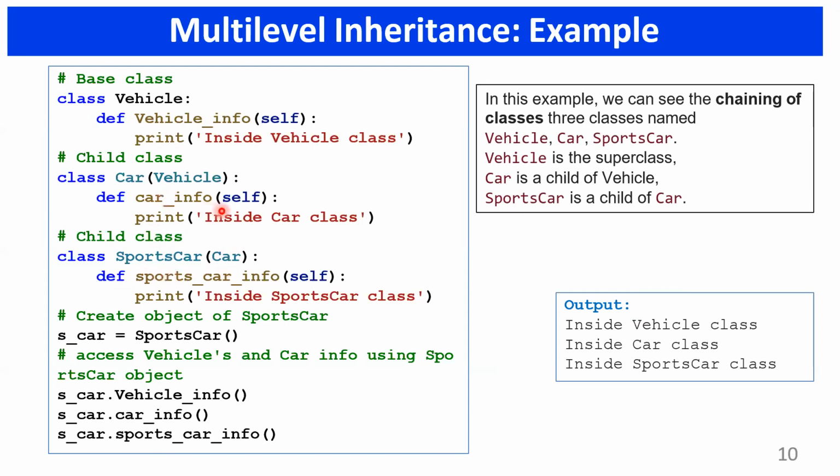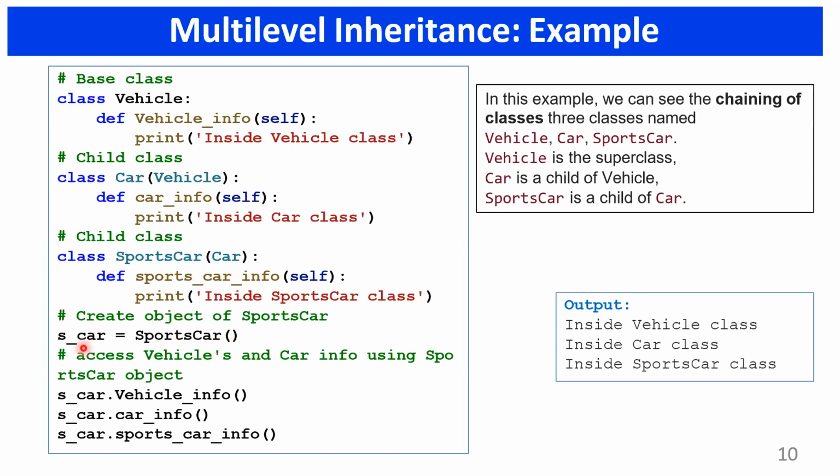So in car we have the method car_info, and in sports car we have another method sports_car_info. That means here car is derived from vehicle and sports car is derived from car. So there is a chain of inherited classes in this case. So we are creating an object of sports car by using s_car equal to sports car.